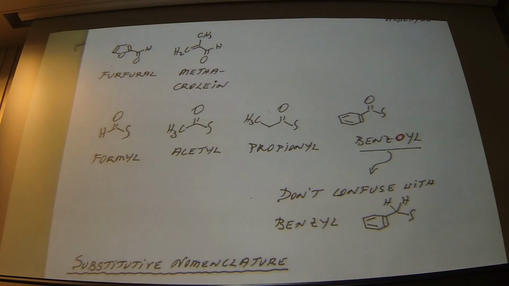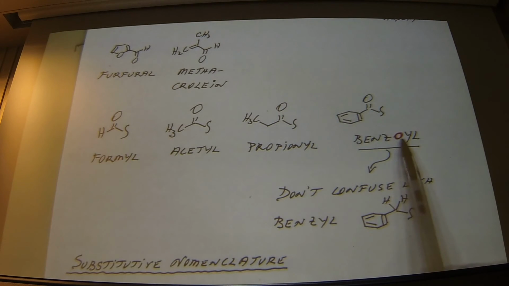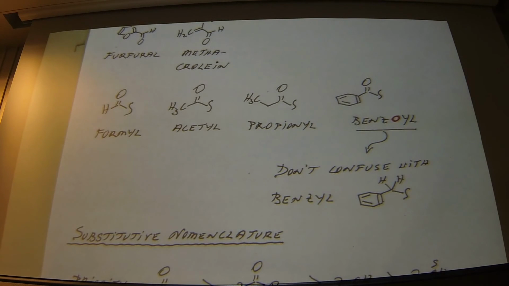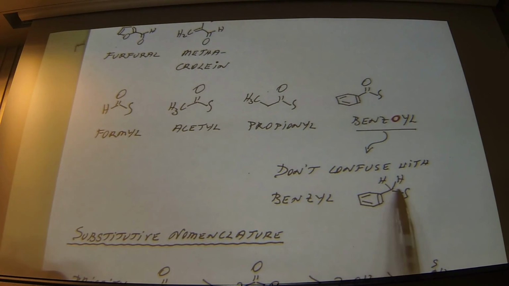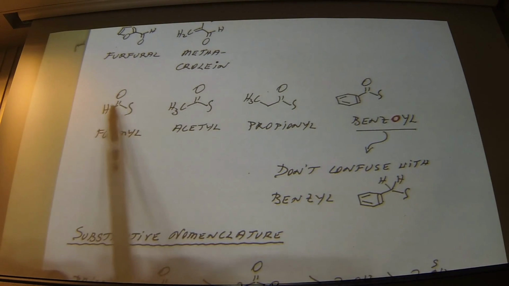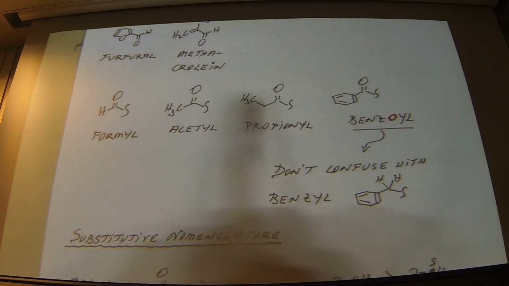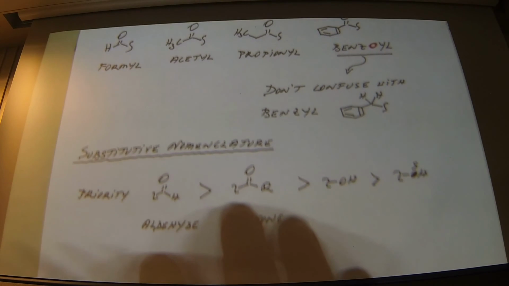There are some groups we need to remember the names of, and the nasty one is benzoyl. So this is benzoyl, and the O is red because it's not a benzyl. This is benzyl, that's benzoyl. Why did they make confusing nomenclature? Don't ask me, I didn't do it. So benzoyl is the group that has the carbonyl. Benzyl doesn't. Formyl, formic acid, acetyl, acetic acid, propionyl, propionic acid, and so on. These are groups that we need to know the structure of.